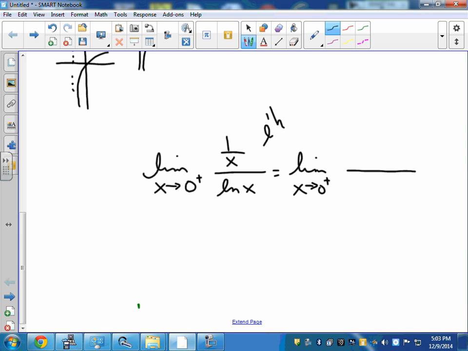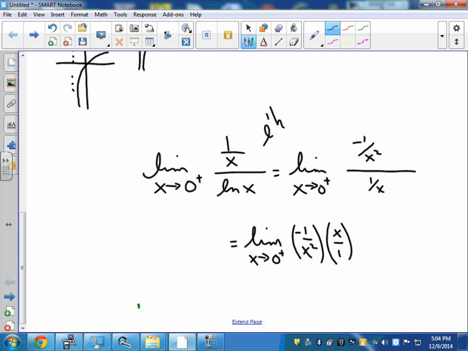This one becomes 1 over x, and the one up top, the derivative of 1 over x, is negative 1 over x squared, right? So let's clean that up algebraically. We have x going towards 0 from the right, and we have negative 1 over x squared times x over 1, right? Dividing by a fraction, invert and multiply. So this is the limit as x goes to 0 from the right, and we cancel, and we get negative 1 over x.